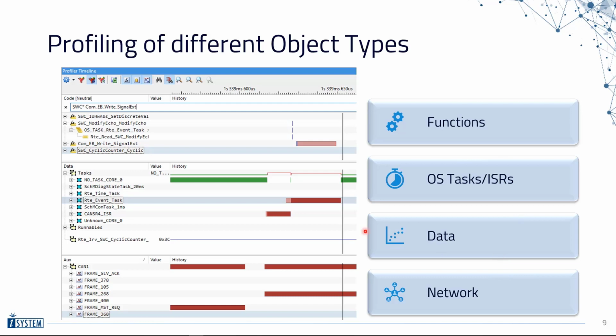On the left-hand side, we see a sample profiling result including all the types of objects we are interested in. On the top, we see the functions. In the middle, the OS, and also one data object. And on the bottom, we also have included a trace recording of a CAN bus communication into the profile timeline. And of course, all these objects are synchronized in time to each other. Just as a note, in this webinar we will not further discuss network tracing, but we do have dedicated trainings and webinars on these topics as well.